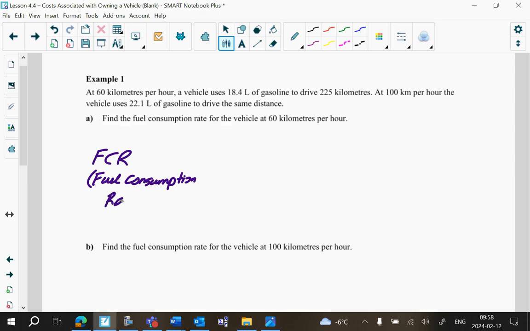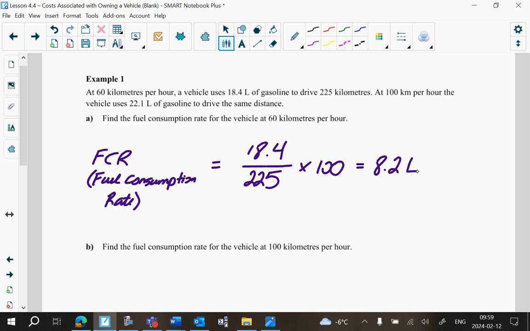And that will equal the amount of gas you use in liters, or the amount that's required to drive that distance, divided by the distance, times 100 to express it for every 100 kilometers. And we get 8.2, and you have to put the units here: 8.2 liters per 100 kilometers. That's the complete answer.